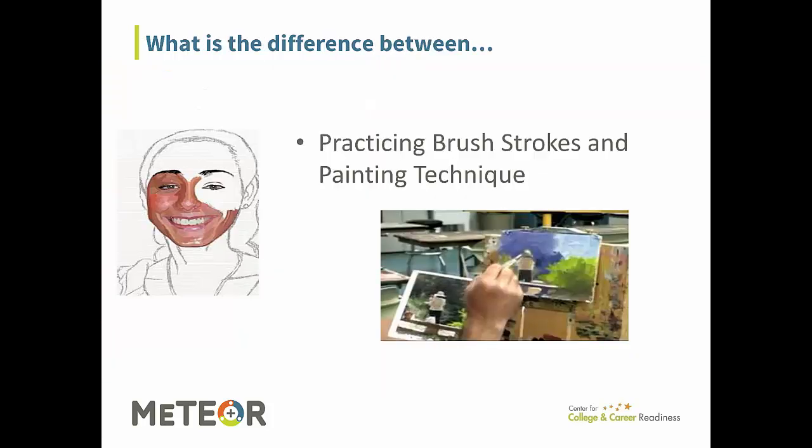Here's another example of the differences. This is an example in art. Practicing brushstrokes is a skill at a depth of knowledge 1 level. Teachers have modeled the skill and students are practicing. As students deepen that skill, they begin to use several learned strokes in a painting technique. They have now increased their thinking to a depth of knowledge 2 level.